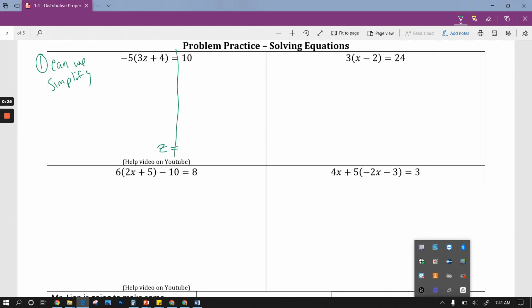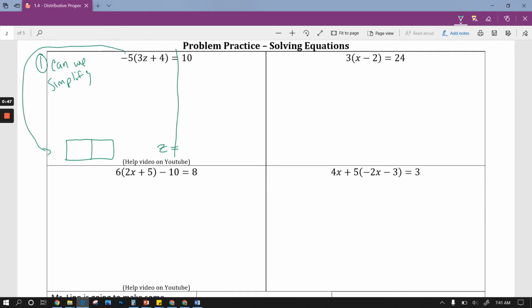So can we simplify? And I can see here that we have a number, this -5, that's being multiplied by whatever's in those parentheses, which means we need to use the distributive property. So I'm going to draw that box diagram just like we've been doing. And on the left side of that box diagram, I'm going to put what's on the left side of those parentheses, -5. And then on the top, I'm going to put what's inside the parentheses, 3z plus 4.